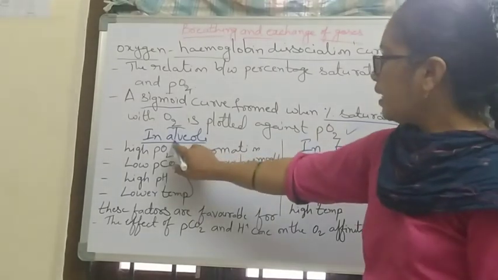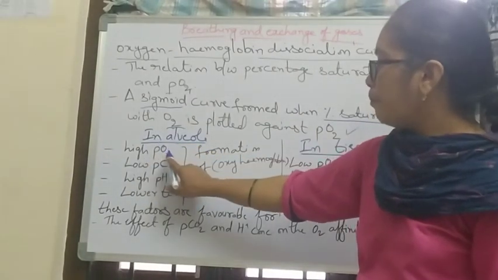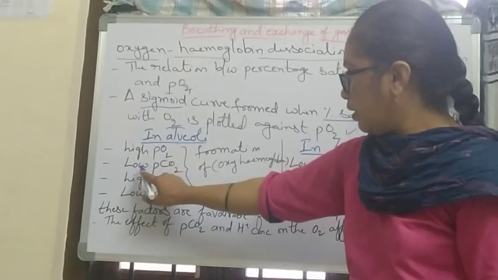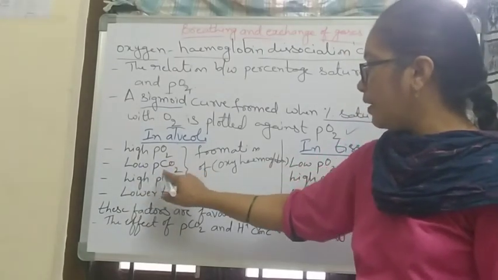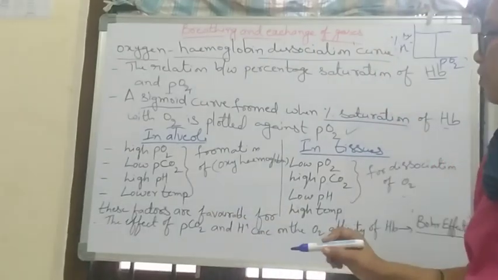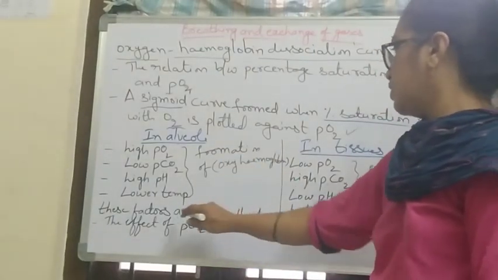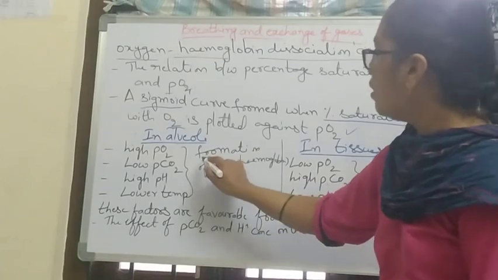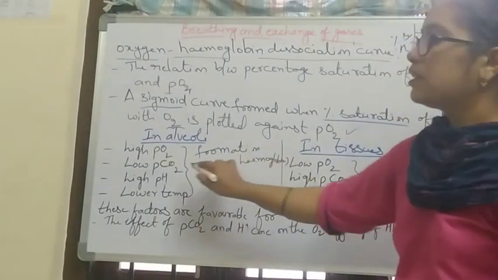Okay. Here in alveoli, high partial pressure of oxygen, low partial pressure of carbon dioxide, high pH and lower temperature. These are the favorable factors. These factors are favorable for the formation of oxyhemoglobin.